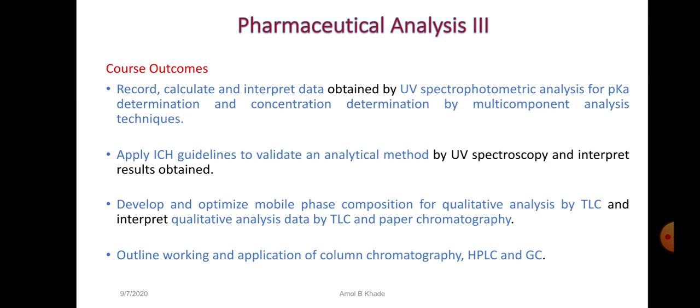To develop and optimize mobile phase composition for qualitative analysis by TLC, that is thin layer chromatography, and interpret qualitative analysis data by TLC and paper chromatography. Here we will be mainly interested in identification, and we will show you how we can develop the mobile phase for particular components. Then outline the working and application of column chromatography, HPLC and GC, that is high performance liquid chromatography and gas chromatography. So these are the course outcomes we will be achieving at the end of the course.